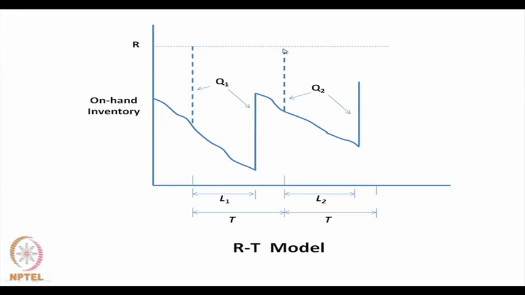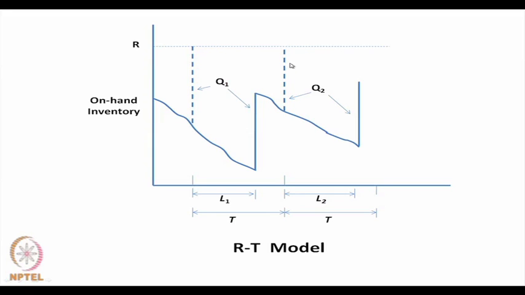You can see that the order quantity is different. Here the order quantity is Q1, that comes here. Here the order quantity is Q2, because we are all the time placing an order up to R. So, what is constant here is the T, the length of the period, but the amount ordered is different.